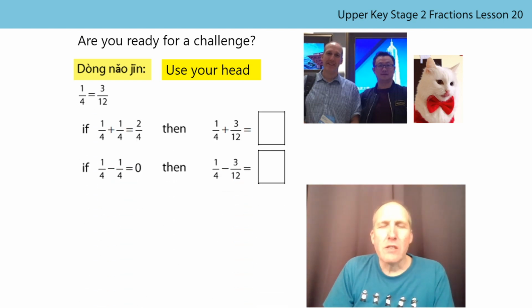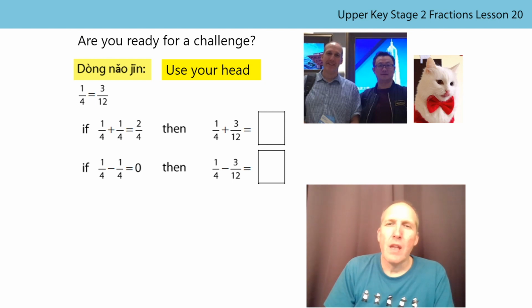We know that 1/4 and 3/12 are equivalent fractions. So can you read these equations and figure out what goes in the missing number box? Pause the video and come back when you have a solution.